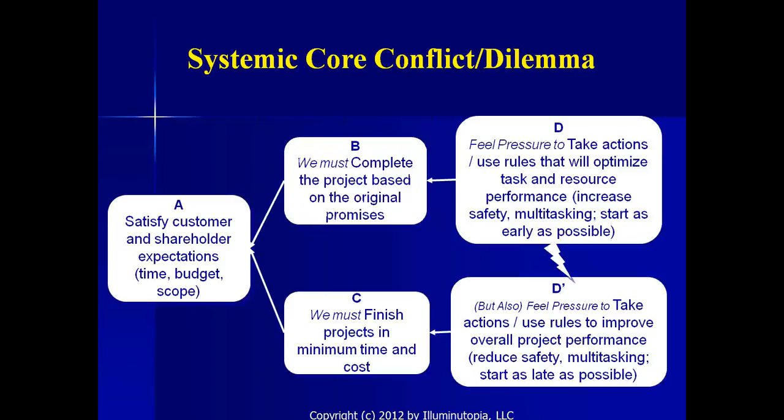In order to satisfy customer and shareholder expectations, we must complete the project based on the original promises. In order to do that, we must take actions / use rules that will optimize task and resource performance. In order to satisfy customer and shareholder expectations, we must finish projects in minimum time and cost. In order to do that, we must take actions / rules to improve overall project performance. And you can see in parentheses here for each of the actions, D, we show where they come from in terms of the 3 original conflicts with respect to safety, multitasking, and starting work as early as possible.